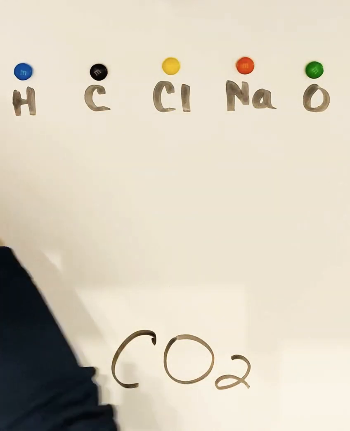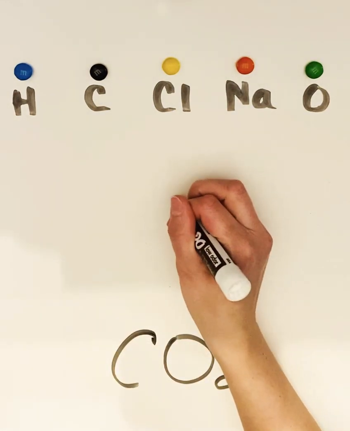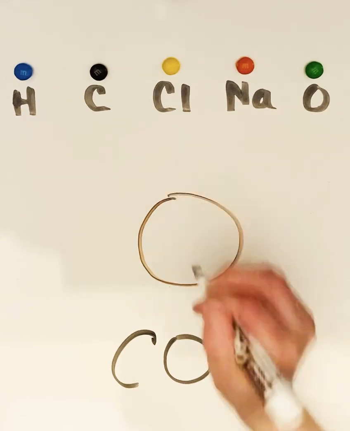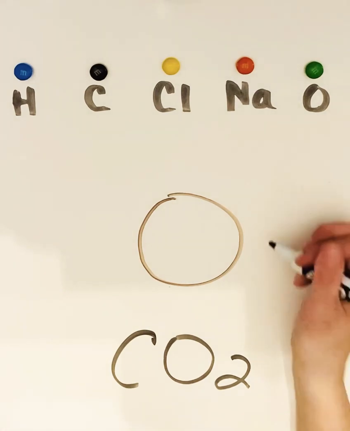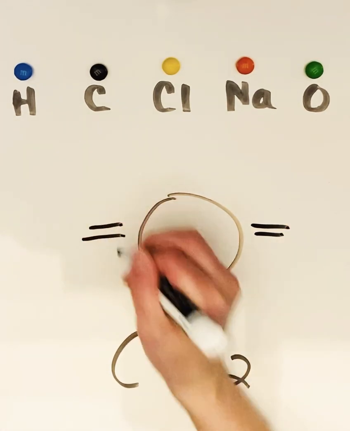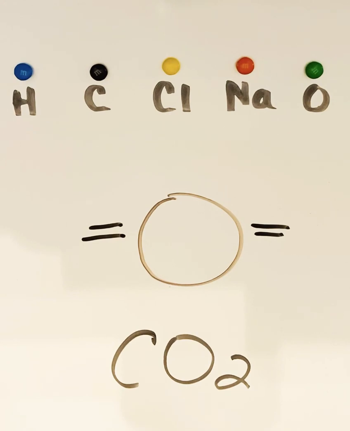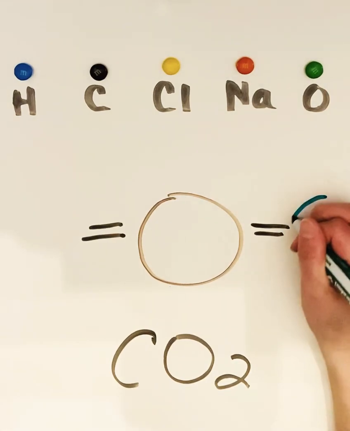I do have a brown for my carbon. So here, I don't have a number next to my carbon. Anytime there's not a number there, that tells you that there's only 1 carbon atom in this compound. So just 1 atom of carbon here. The 2 next to the oxygen is telling me that there are 2 oxygen atoms per every carbon dioxide compound or carbon dioxide molecule. I can also call it a molecule.